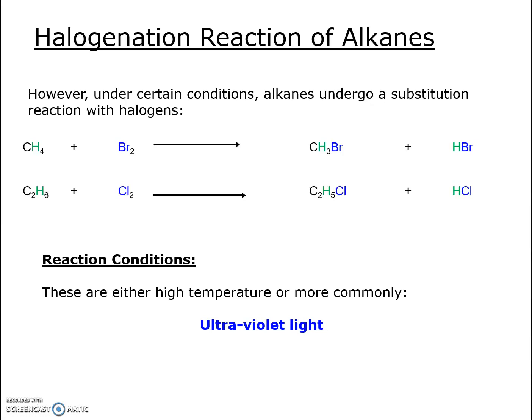Now, if you were to mix just an alkane and a halogen, such as bromine or chlorine, together, nothing would happen. You need to put some energy in to break one of the bonds to get the reaction started. We either need to use high temperatures, sometimes in the region of 600 degrees Celsius, but more commonly we can use ultraviolet light. And ultraviolet light gives us just the right amount of energy to break the halogen-halogen bond, so in this case the chlorine-chlorine bond or the bromine-bromine bond.